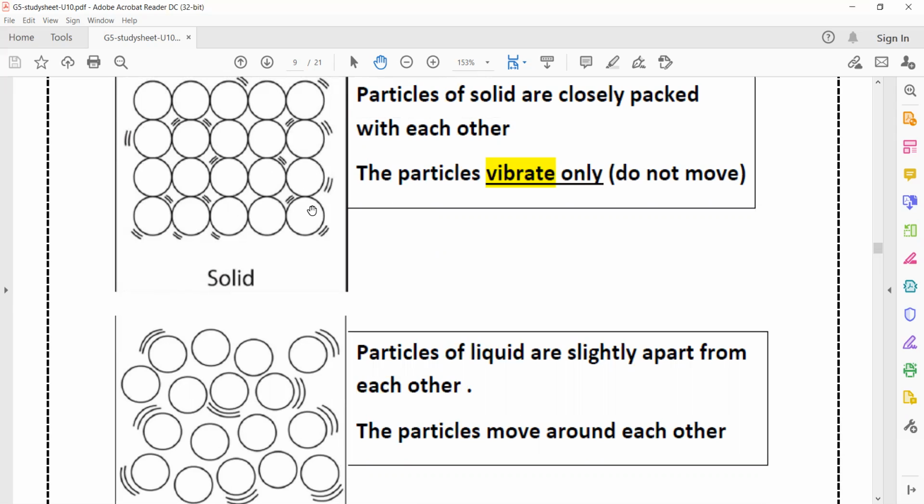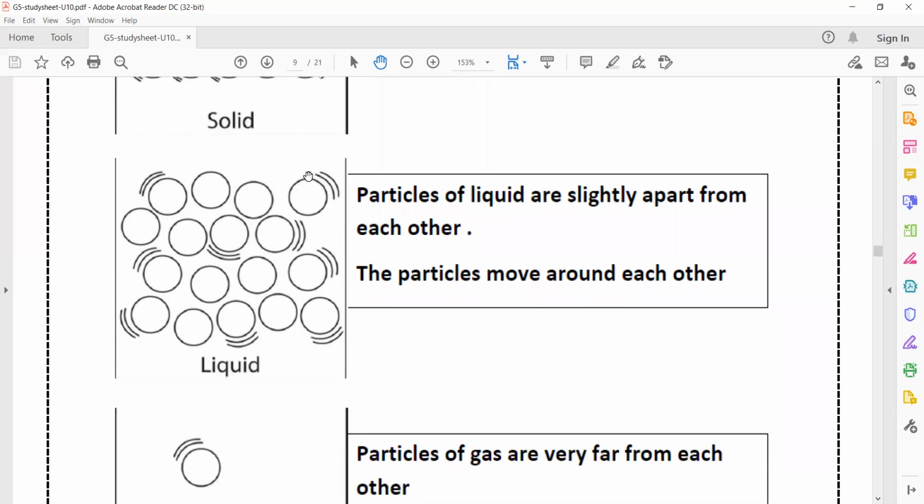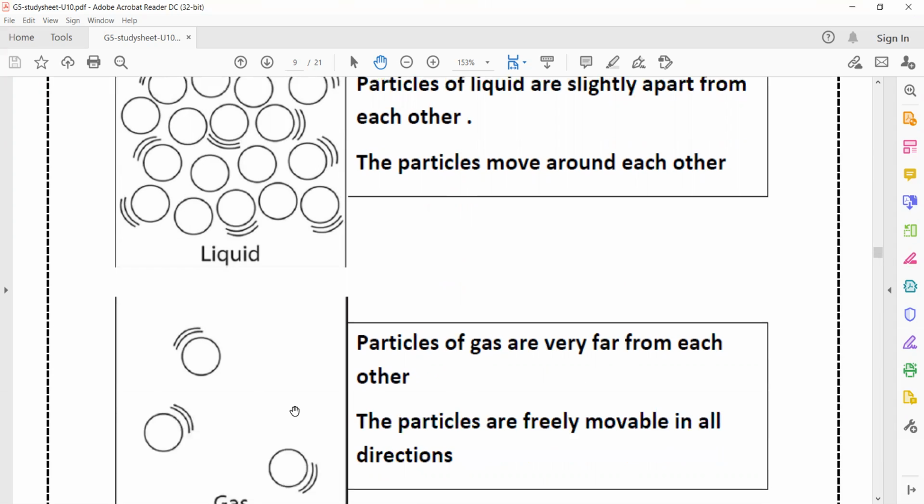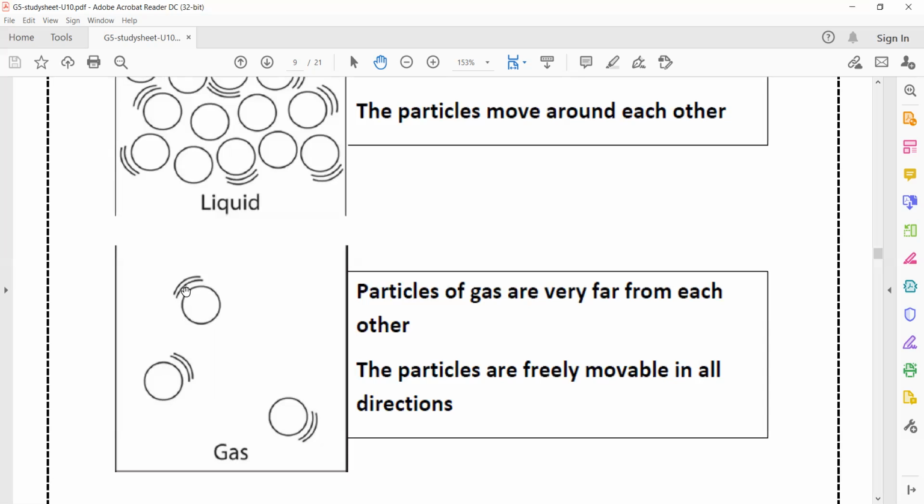They just vibrate around their position, and here in liquids they have a little bit of movement. They move around each other, and in gases the attraction force is so weak, so the particles in the gaseous state can move in all directions, and the gases can separate or diffuse in all directions.